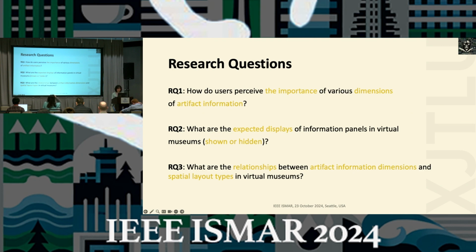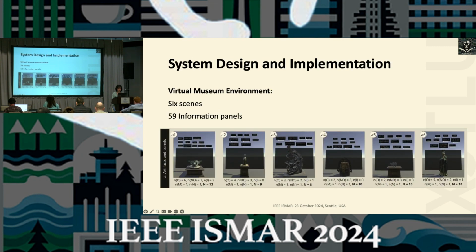Therefore, we propose three research questions. The first one is, how do users perceive the importance of various dimensions of artifact information? Following that, what are the expected displays of information panels in virtual museums? Do they prefer them shown or hidden? And what are the relationships between artifact information dimensions and spatial layout types in virtual museums?